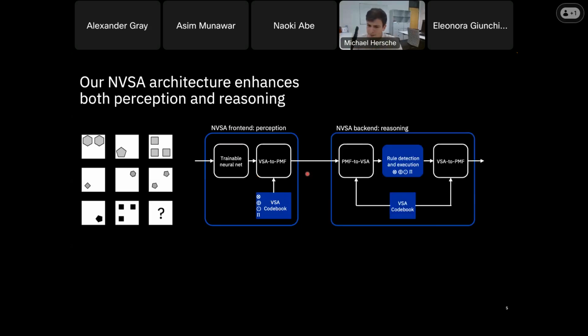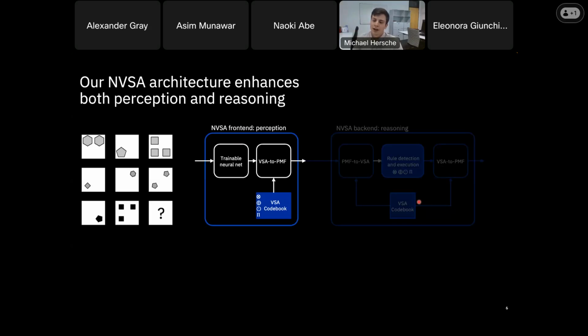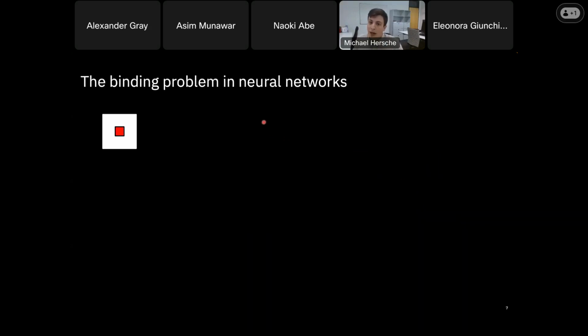Then as a second step, we pass those estimations to the NVSA backend that does the reasoning. In this case, we first detect the rule and execute it all in a high-dimensional distributed representation that is mainly governed by the VSA codebook. So let me focus first on the NVSA front end, the perception, and just shortly revisit the binding problem in neural networks. This is one version of the binding problem. It is mainly concerned with the superposition catastrophe.